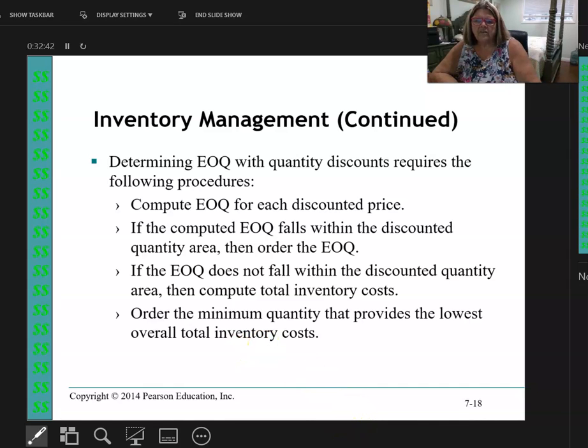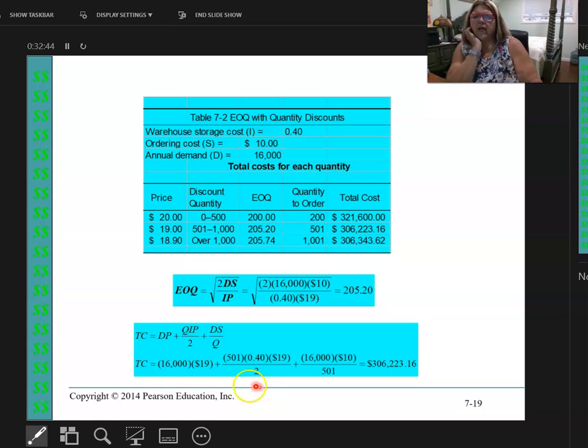Okay, so let's take a look. So here's what happens: if I buy 0 to 500, my price is $20. When I buy over 500 pieces up to 1,000, I pay only $19 each, and then over 1,000 I pay $18.90. So this is very, very frequent. The more you buy, the better your pricing is. Now up here, warehouse storage cost is 40 cents. My ordering cost is $10, and my actual demand is 16,000 pieces.